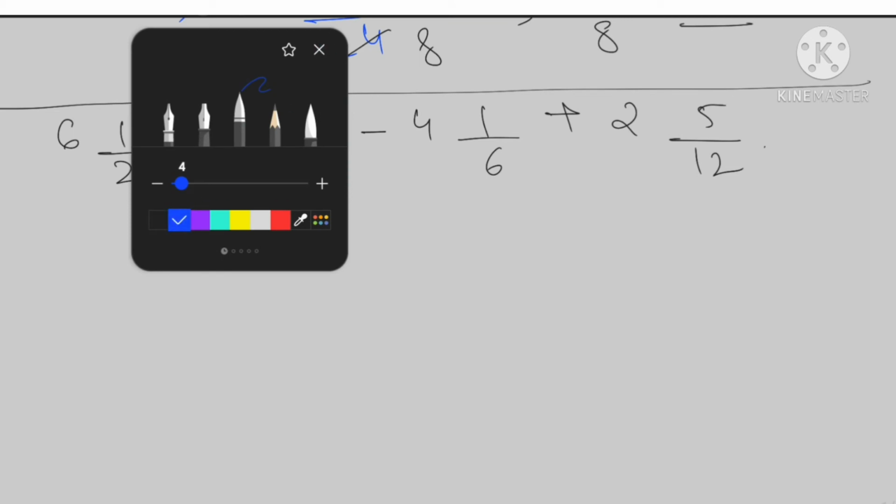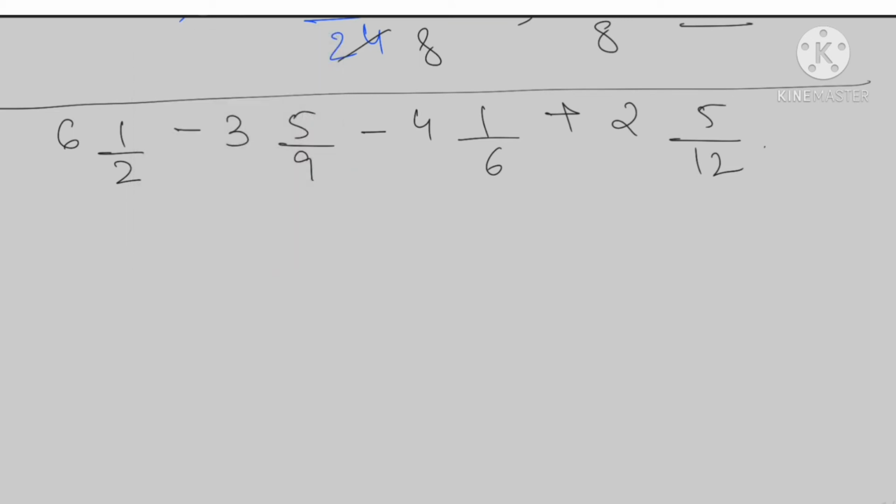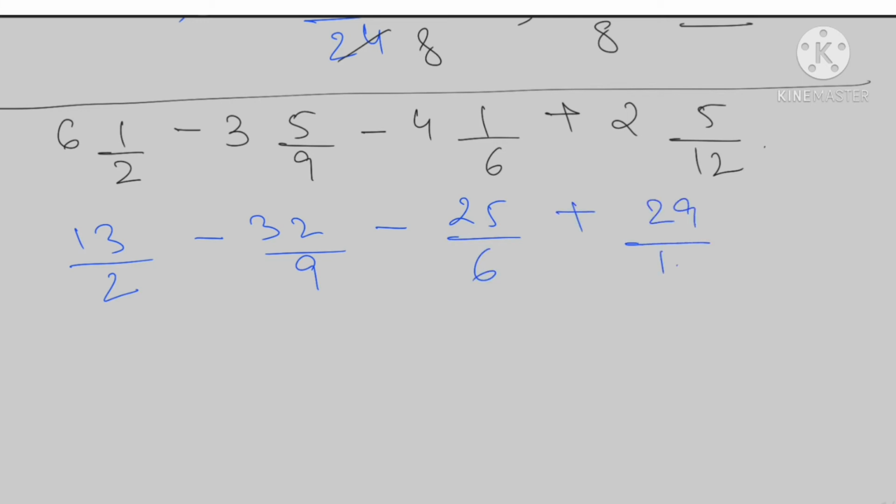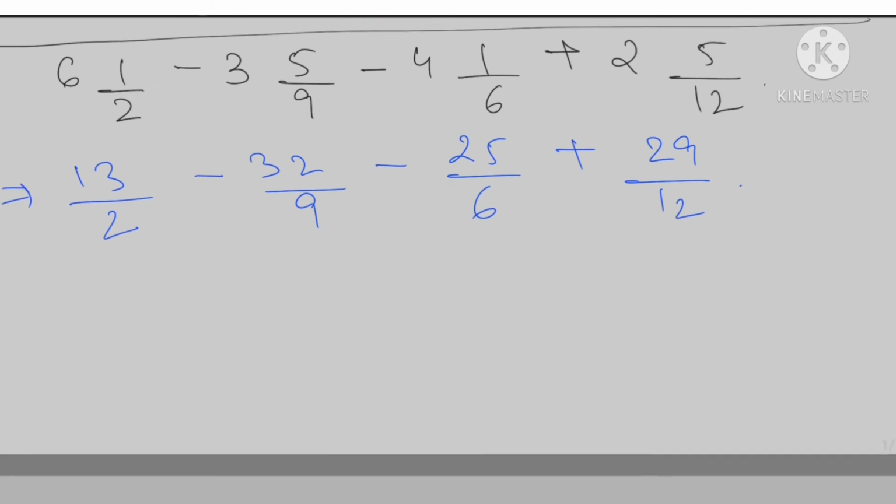Okay, now if you're just converting it, it will be 2 6s are 12, 12 plus 1 is 13 by 2 minus 27 plus 5 is 32 by 9 minus 24 plus 1, 25 by 6 plus 24 plus 5 is 29 by 12. This is the first step where we're converting the mixed fraction into an improper fraction.